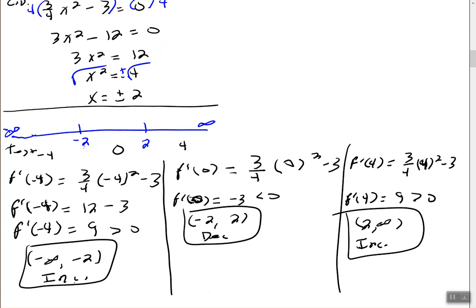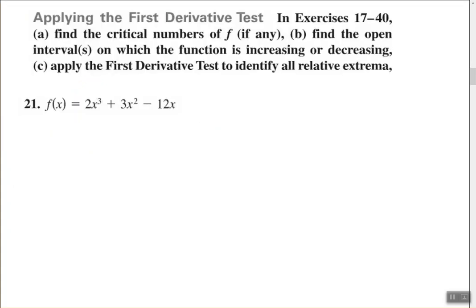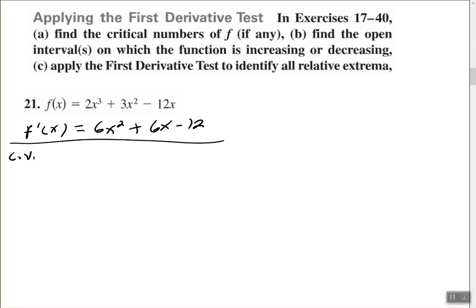Okay, so let's look at another problem here. All right, so here we have f of x equals 2x to the third plus 3x squared minus 12x. So let's first of all find the first derivative so we can find our critical values. So 6x squared plus 6x minus 12. To find our critical values, let's set that first derivative equal to 0.